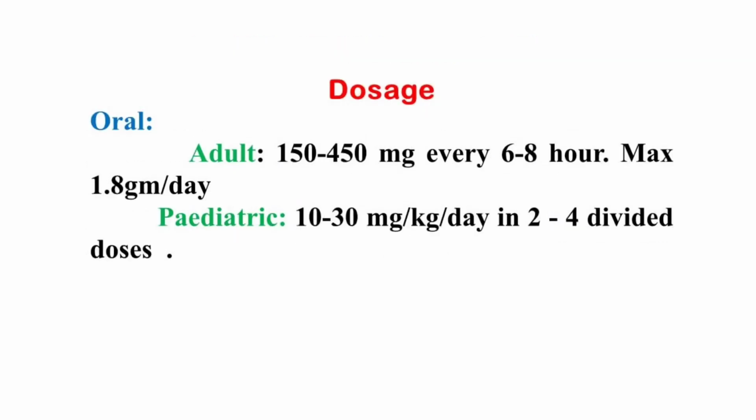Dosage: oral dose, adult, 150 to 450 mg every 6 to 8 hours. Maximum dose 1.8 gram per day. Pediatric dose 10 to 30 mg per kg per day in 2 to 4 divided doses.